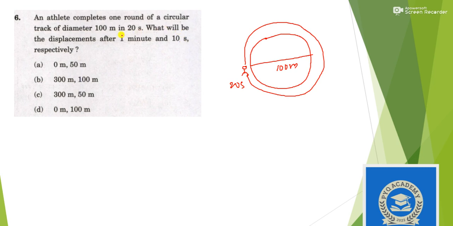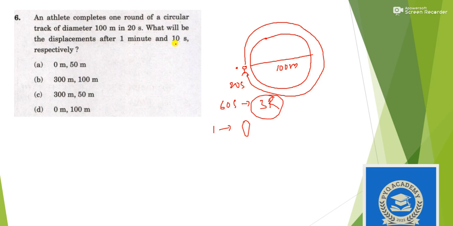So what will be the displacement after 1 minute? In 1 minute there are 60 seconds, so he can complete 3 rounds. By completing the third round, he will be back here. So in the case of 1 minute, there will be 0 displacement.